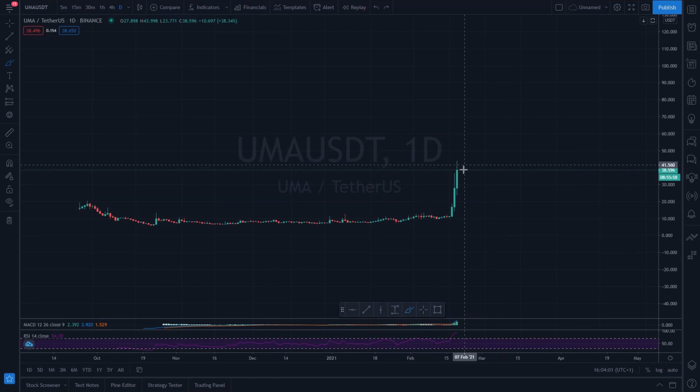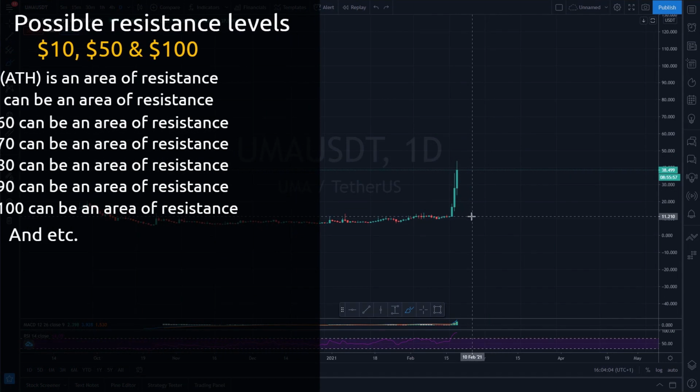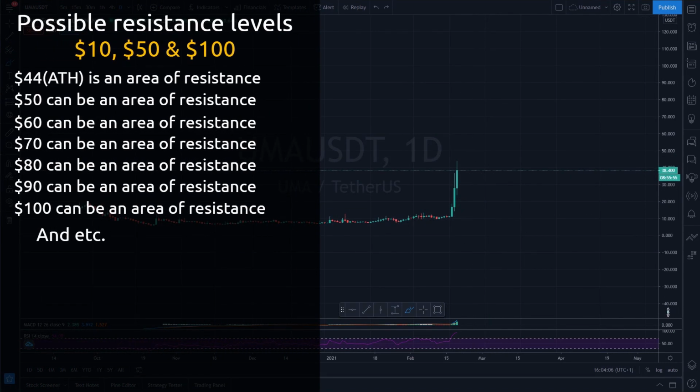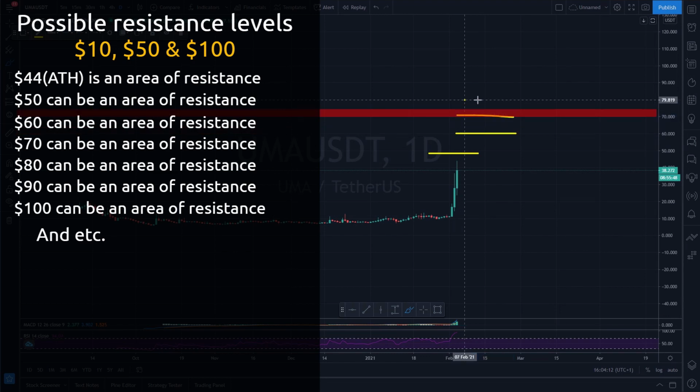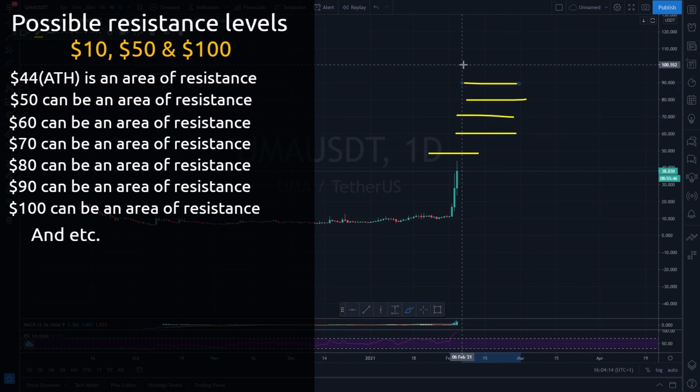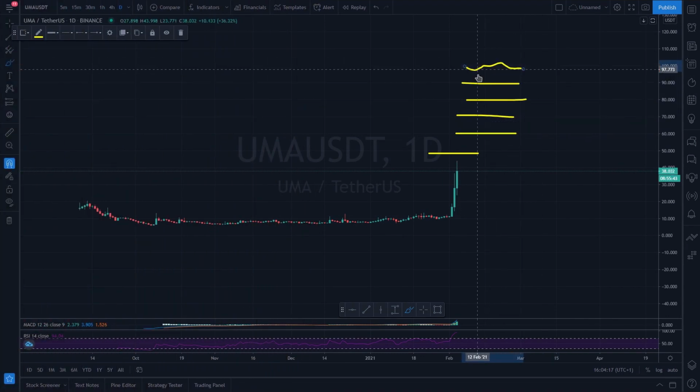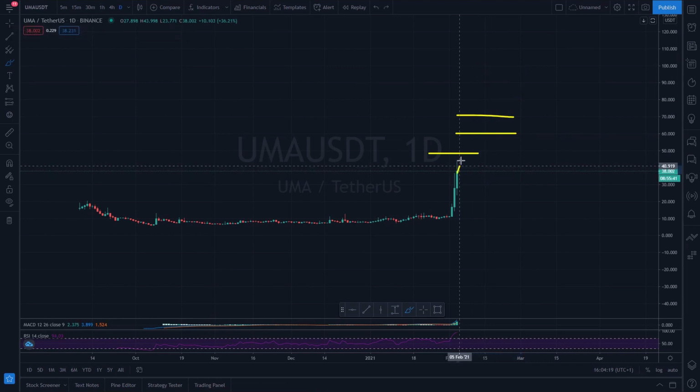Nonetheless, I expect resistance around the $10 area and major resistance at the $50 and $100 areas, so currently we have resistance at $50, $60, $70, $80, $90, and major resistance at $100. As always, the price may pull back before or rally past predicted resistance levels.